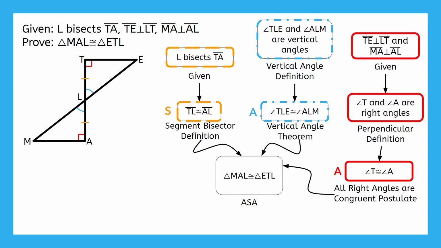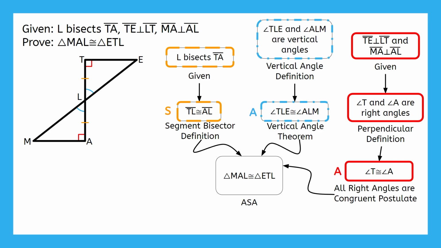All three of these branches lead to my final statement that triangle MAL is congruent to triangle ETL by ASA. I could write this congruence statement in many ways, but we were told to prove this particular congruence statement, so we want to make sure it matches our problem.